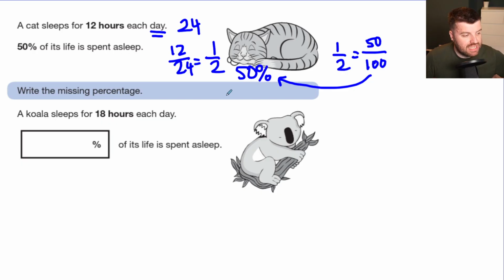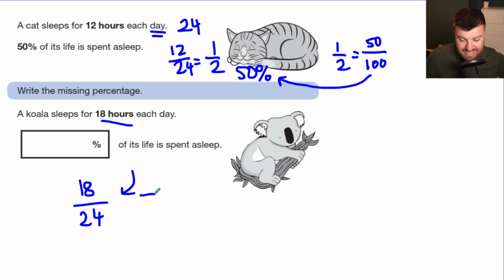The question says write the missing percentage. Let's read the sentence. A koala sleeps for 18 hours each day. So that's 18 out of a possible 24 hours. What percentage is this? We need to convert that into a percentage. That's tricky because we can't multiply 24 to get to 100. 24, 48, then we go into double 48. We'd end up at 96. That's not out of 100. So we have to take a step backwards first.